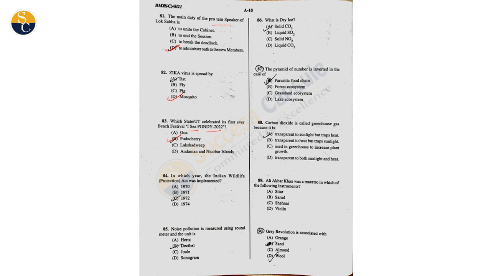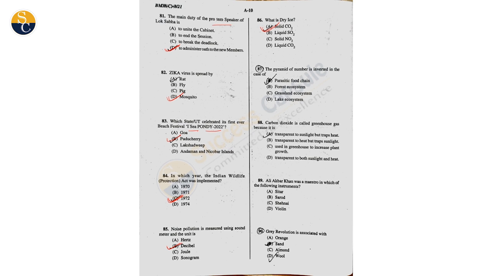Next, in which year the Indian Wildlife Protection Act was implemented? In 1972. So, C is the correct answer. Next, noise pollution is measured using which unit? Decibels. So, B is the correct answer. What is dry ice? It is solid carbon dioxide. So, A is the correct answer.